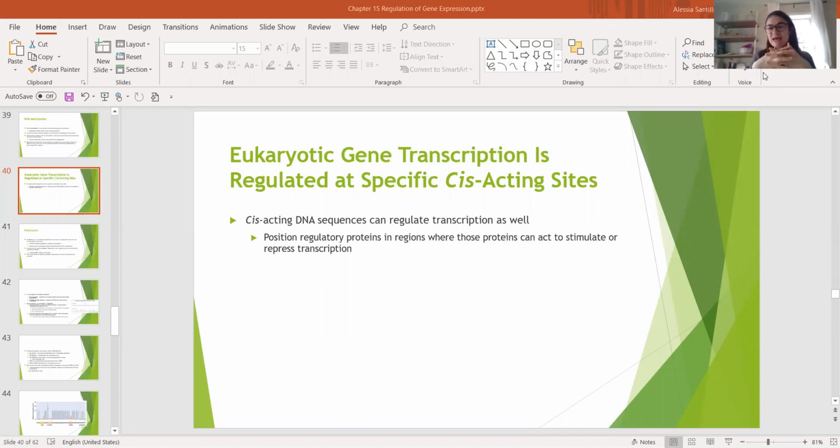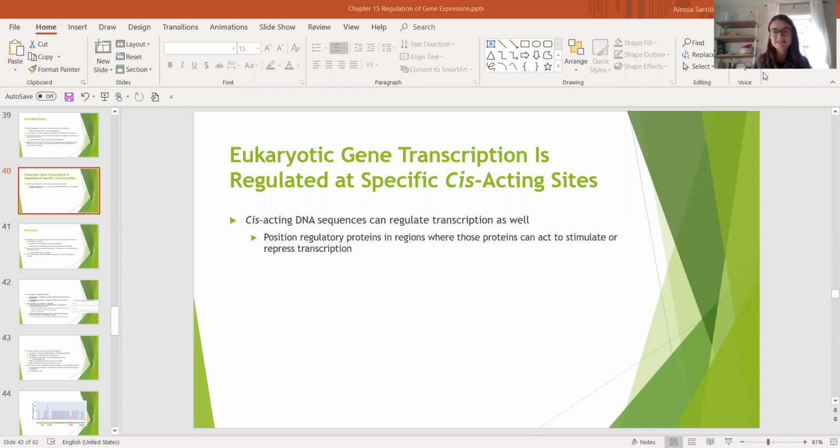regulation. So cis-acting elements are just regulatory sequences, and they're sequences, therefore they're part of the actual DNA, right? So they are things like promoters or other types of elements that we'll talk about, like enhancers or silencers, that basically have an effect on the transcription.